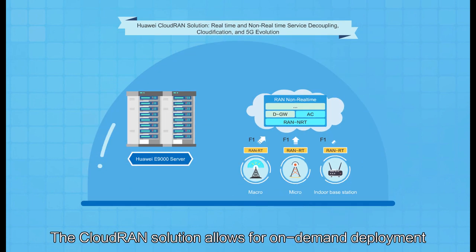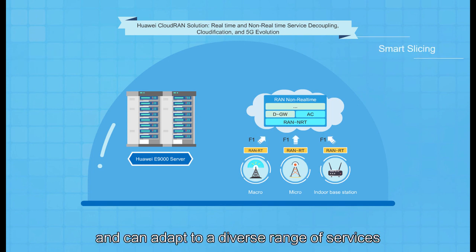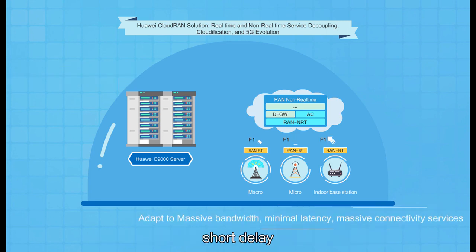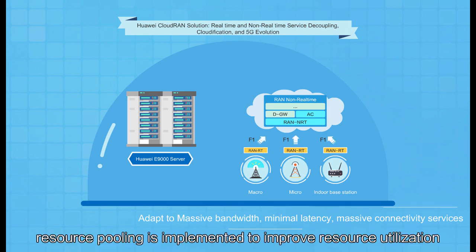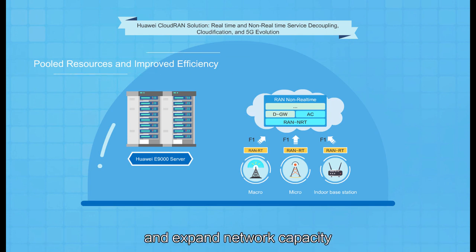The Cloud RAN solution allows for an on-demand deployment and intelligent slicing, and can adapt to a diverse range of services. It can handle requirements for large bandwidth, short delay, and massive connectivity. In addition, resource pooling is implemented to improve resource utilization and expand network capacity.